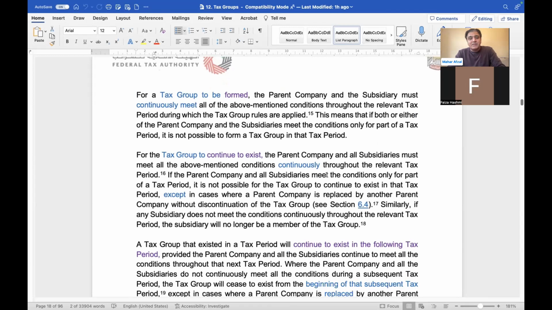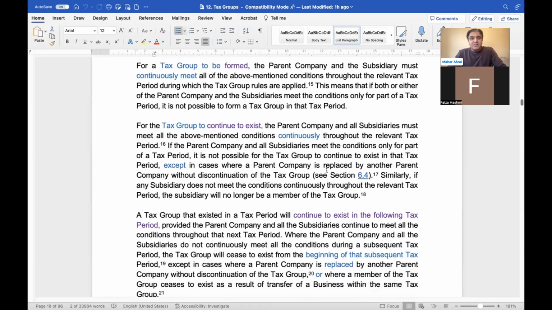An important thing is that all these conditions we have discussed must be met continuously throughout the year. If at any time even one condition is not met, then it will be assumed that the tax group has no existence from the start of the respective tax period.